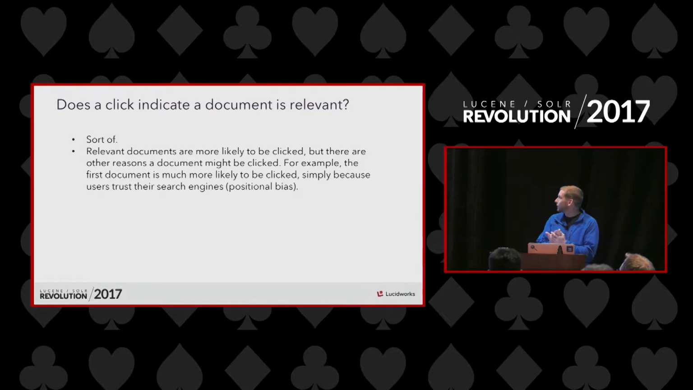Okay, so we have these clicks. We want to know if they indicate relevance. The answer is that they kind of do, right? Certainly relevant documents are more likely to be clicked, but it's not the only reason a document might be clicked. It might be clicked just because it was shown first, or just because there's no snippet, and so the user didn't know if it was relevant and had to click it to find out. So clicks are a signal of something, but not necessarily exactly relevance.